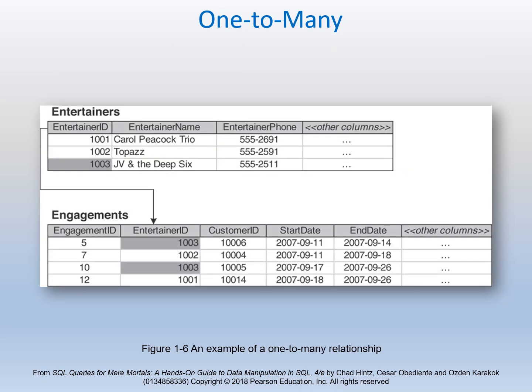In a one-to-many, in this example, entertainers are related to engagements. One entertainer can have multiple engagements. Engagement 10 and engagement 5 are related to entertainer 1003, which is JV and the Deep 6. So we see here a relationship of one entertainer to many engagements. Each entertainer in this table can have multiple rows in this table.